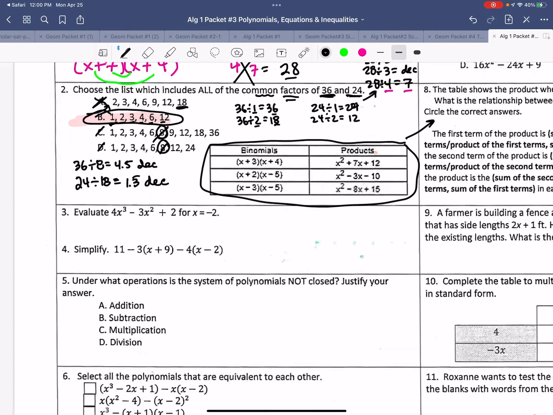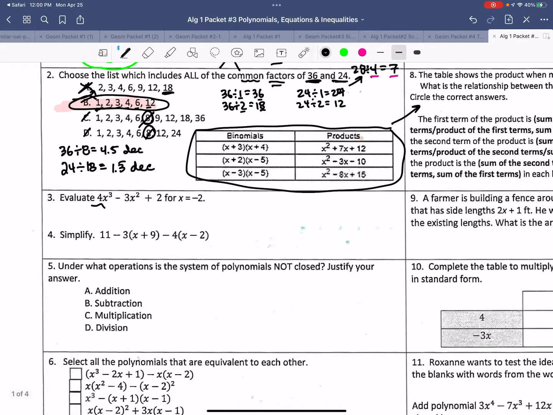All right. Question number 3 says evaluate, meaning plug it in. So where we see the letter X, we are going to plug in there.